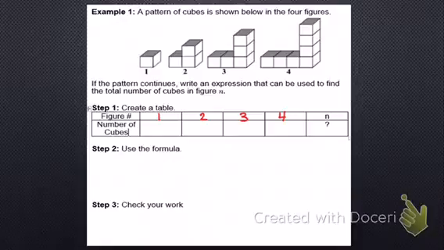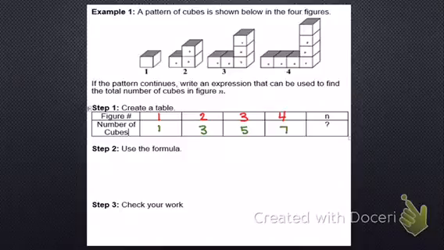So let's do that. Okay, in our first figure, we have 1 cube. In our second figure, we have 3 cubes. In figure 3, we have 5 cubes. And in figure 4, we have 7 cubes. What the question is asking us, though, is if that pattern continues, we need to write an expression that can be used to find the total number of cubes in figure n.